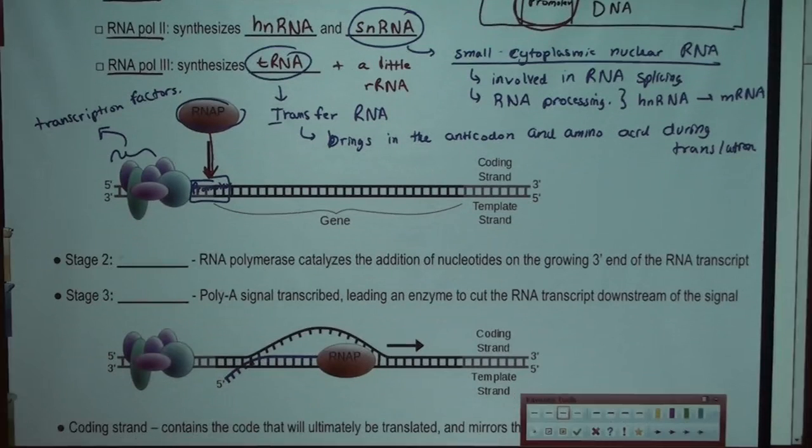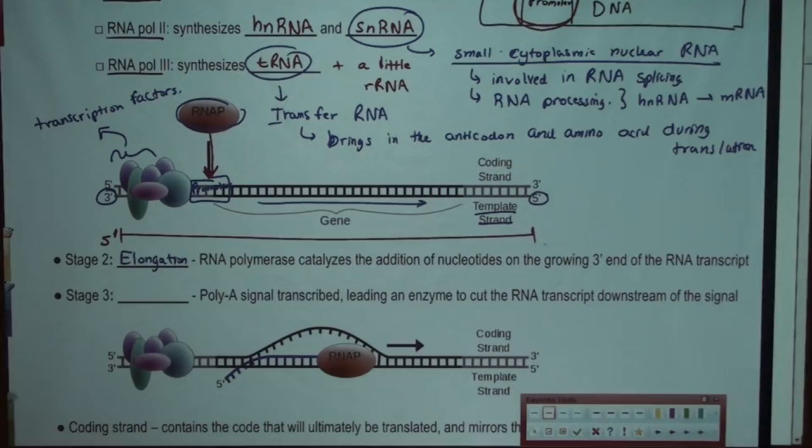Now, step 2 is elongation. So RNA polymerase catalyzes the addition of nucleotides on the growing 3' end of the RNA transcript. So remember, this is our DNA. This is our template strand, which is what we're going to be transcribing. We read it from 3' to 5', so we're going this way. And what we do is we start laying down the mRNA that we're creating, and it's placed down 5' to 3'. Okay, so this will be our mRNA that we're going to make from the template strand. And actually, technically, it's not mRNA at this point, it's hnRNA. It'll be processed into mRNA later.